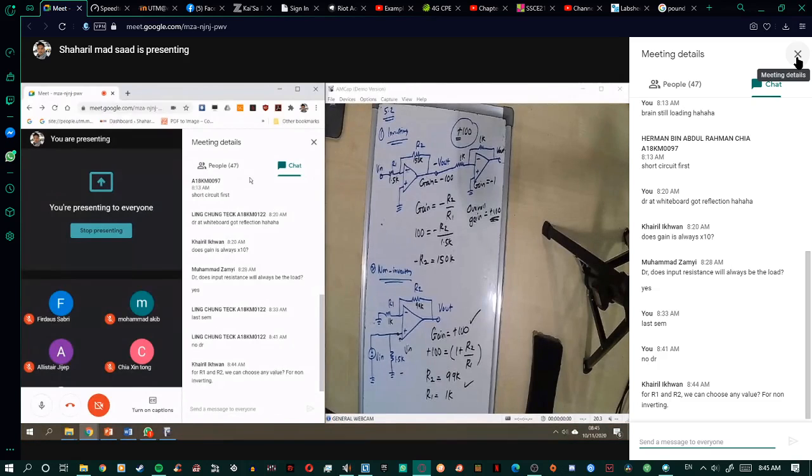For the input impedance, for the non-inverting, this is the input impedance. For the inverting, this is the input impedance. Okay.